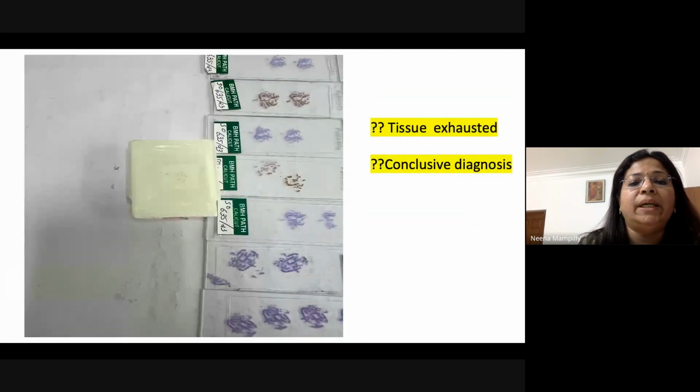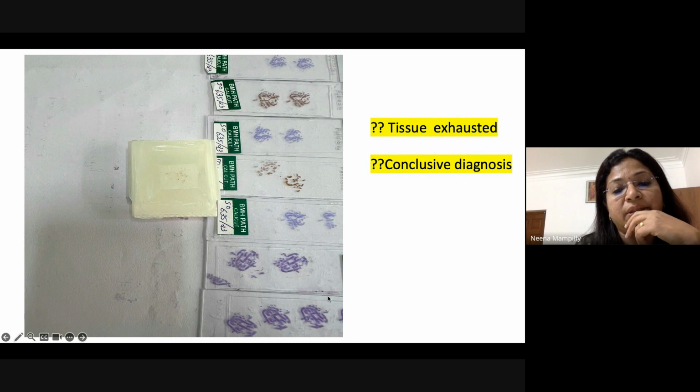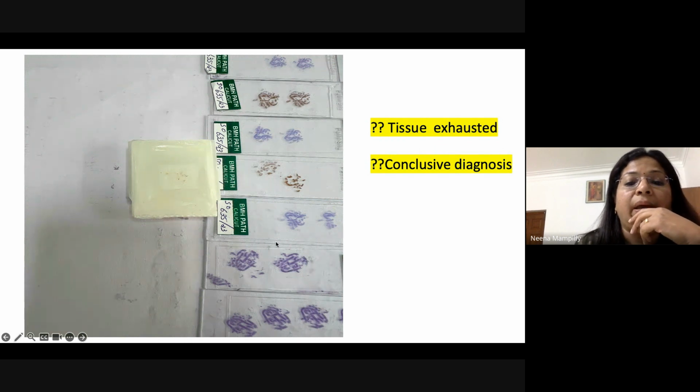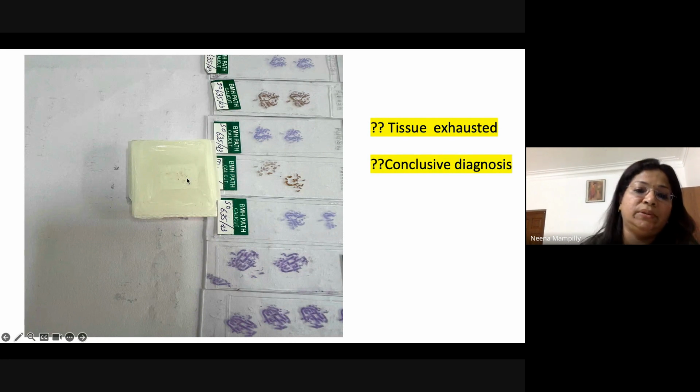So again, a scenario. You can see this. This again is a block that has come in from outside. You can see so many H&E sections. So many tissue bits have already been put into this single block, and so many H&E sections already taken, and some partly done IHCs. The tissue in the block is exhausted. Now this was a lymphoma, partly done IHCs, tissue exhausted. Now without a conclusive diagnosis.